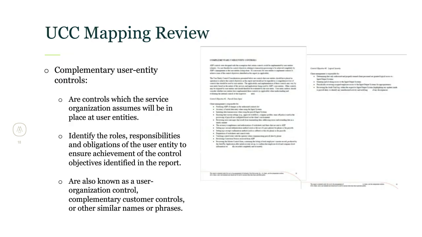The CUEC Mapping Review tab is used for evaluating the complementary user entity controls called out by the service organization, where they state what the user entities need to have in place in order for the system to be secure. Complementary user entity controls are controls which the service organization assumes will be in place at the user entities. They identify the roles, responsibilities, and obligations of the user entity to ensure achievement of the control objectives identified in the report, also known as user controls, complementary customer controls, or other similar names or phrases. The screenshot on the right is an example of the complementary user controls that will be evaluated on the next slide.